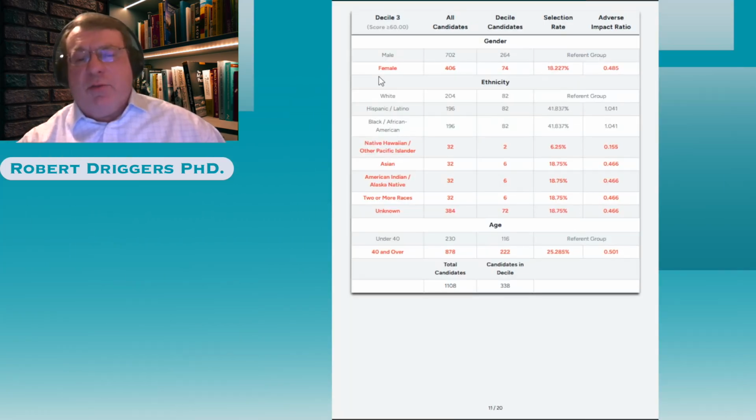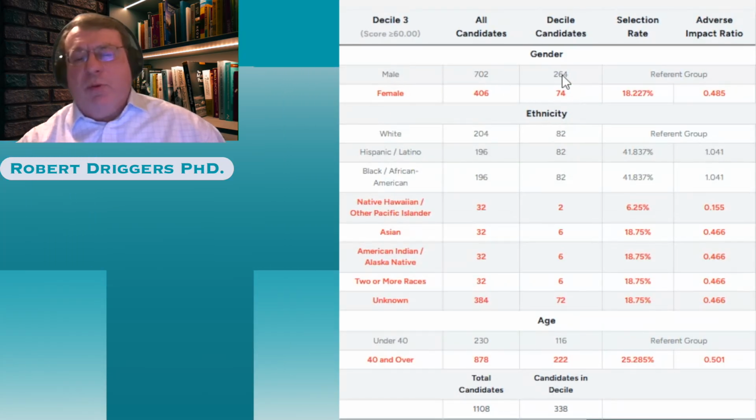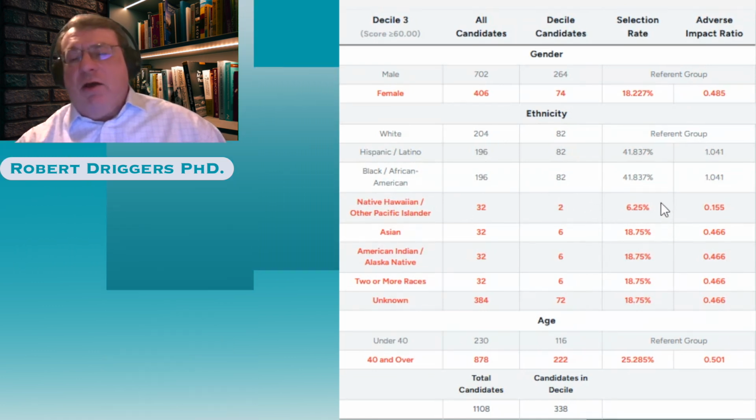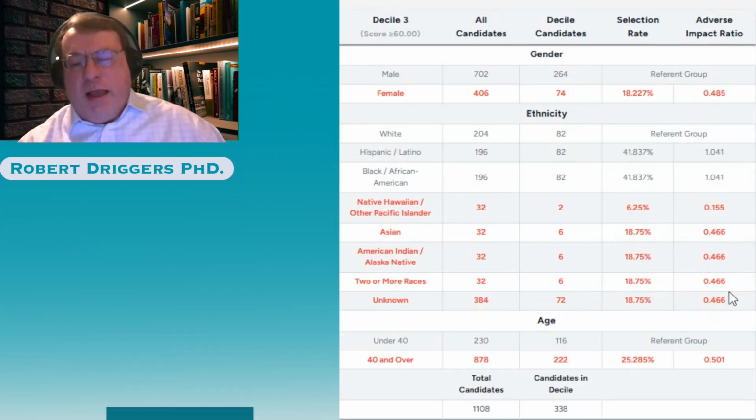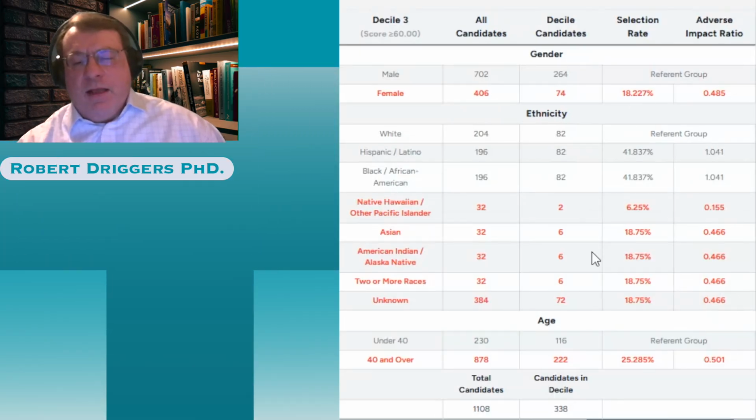So now we're at decile 3. Notice that things are changing. There are more people in the group, and notice that now some people are passing in these ethnicities where we've seen problems. So now at least we have a pass rate, though the 80% rule values are all still less than 0.80. Therefore, adverse impact still exists. It's just to a lesser degree. And you can see the same pattern with the 40 and over.